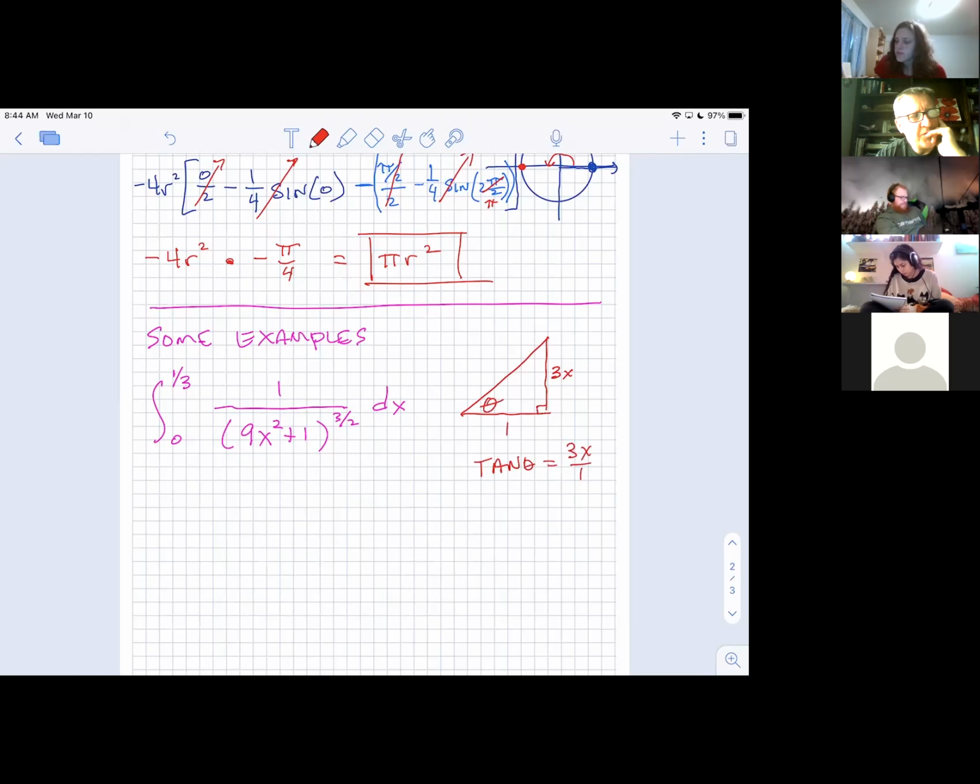Notice that's a nicer choice. Had I put the theta in the other spot, I'd have 1 over 3x. And since this is 3x over 1, it's just really 3x. The tangent of theta is 3x. And so that's nicer algebraically. I'm sure it would work both ways.